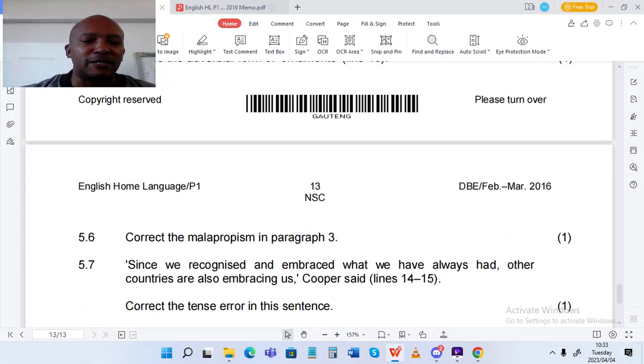Correct the malapropism in paragraph 3. Write the word, you may get this, malapropism. What is that? We've discussed it yesterday. Did you write malapropism in your list? When I say write it, you go to your list, and it means you have to know these words in order to get through your paper.